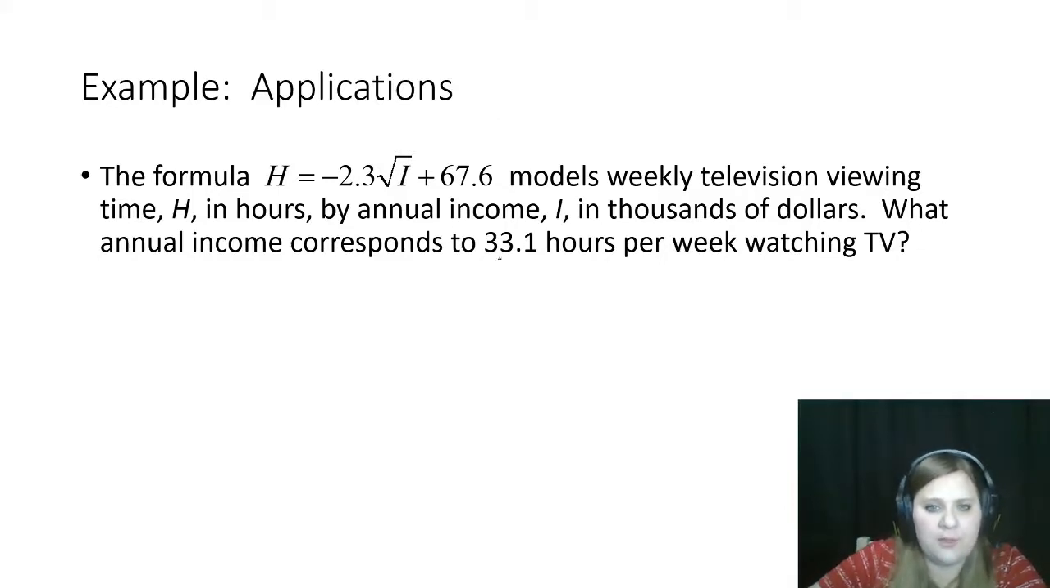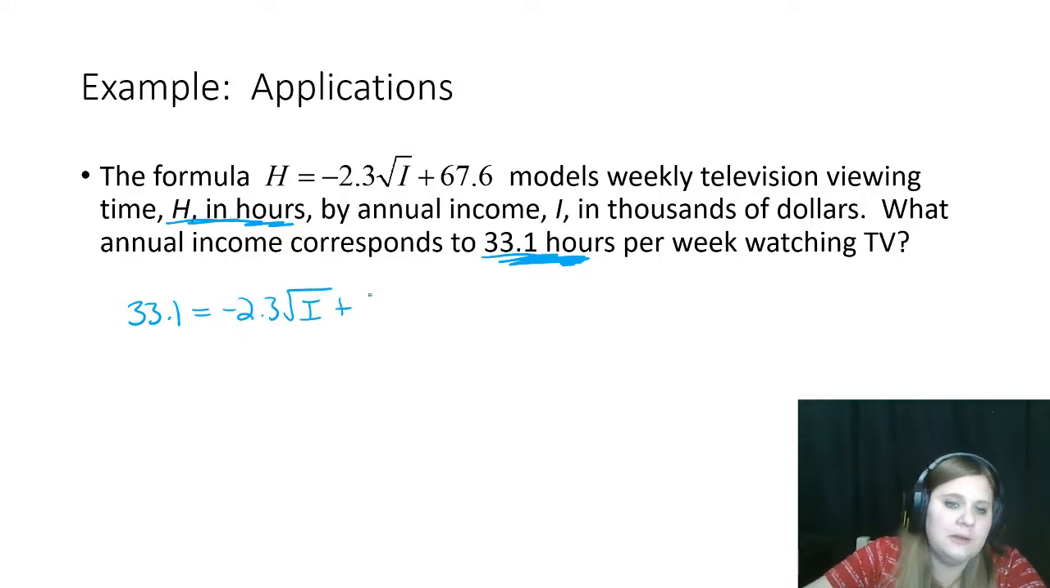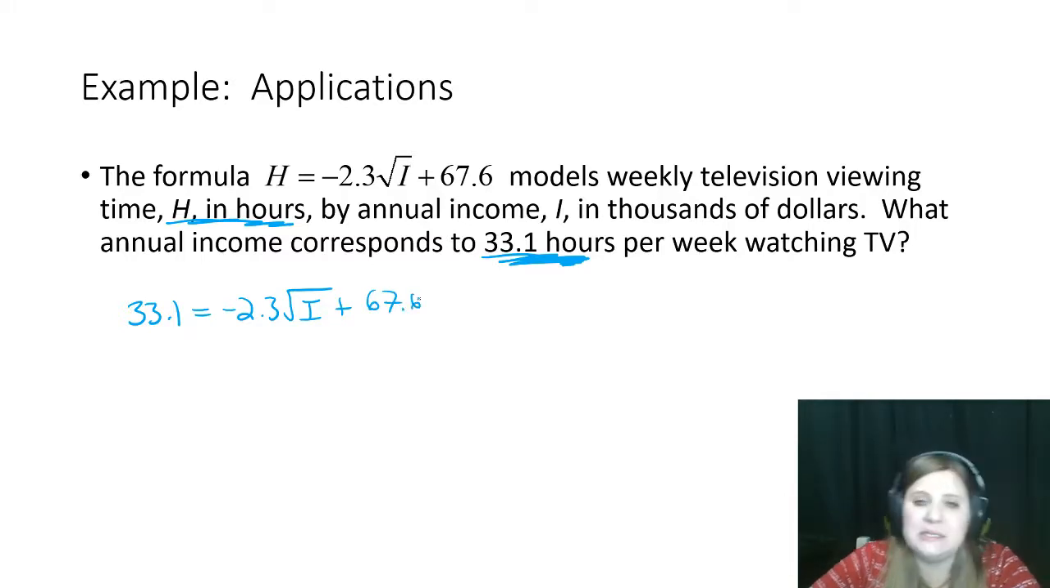All right, so first of all, 33.1 hours. We know hours is the h value. So we're going to plug 33.1 in for h. Now this is a radical equation. That means that I need to isolate the root. So in this case, I'm going to start by subtracting 67.6 from both sides.